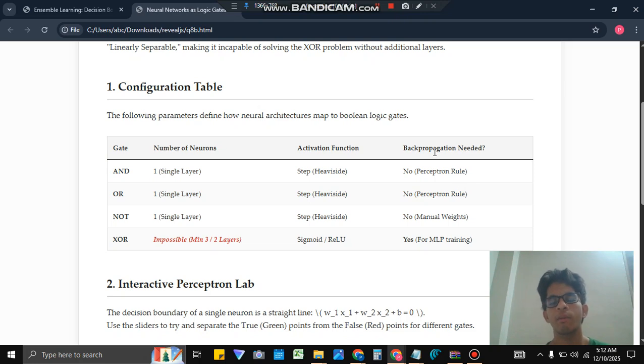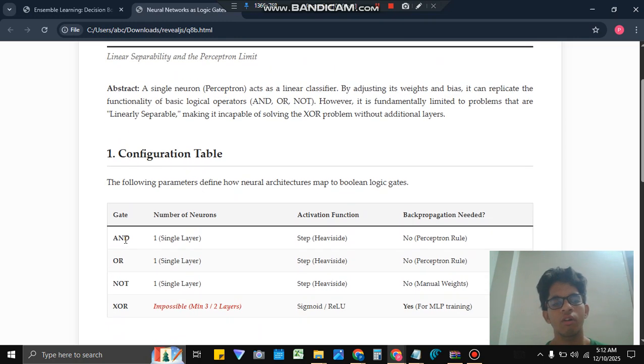Then back propagation, do we need back propagation in these 3 gates? No, but back propagation is required in XOR. It is because it is linearly inseparable.